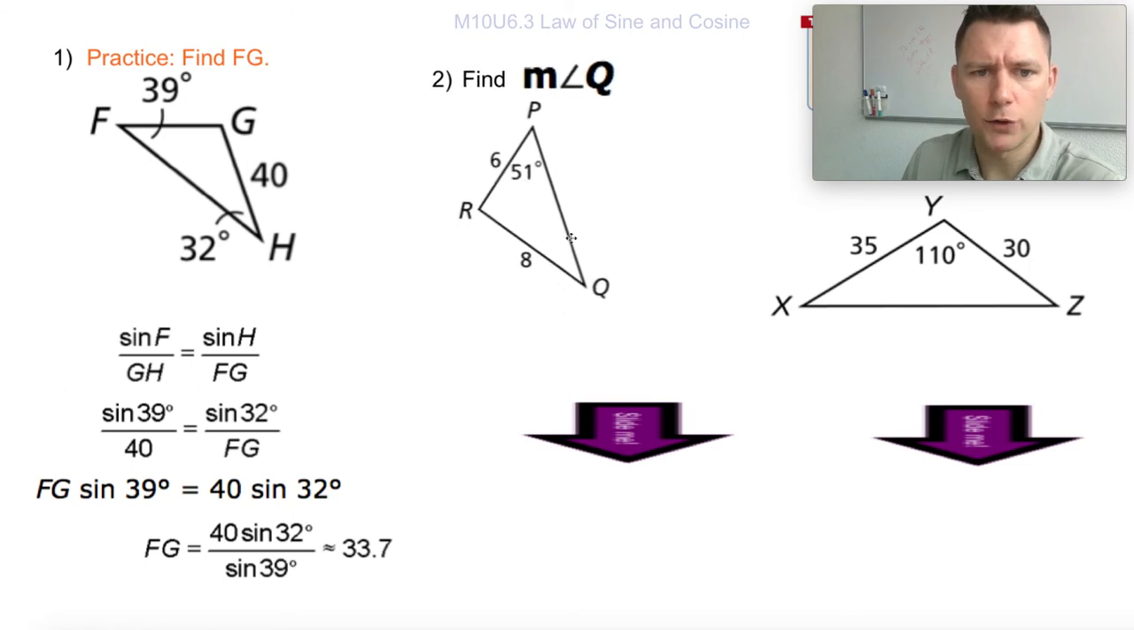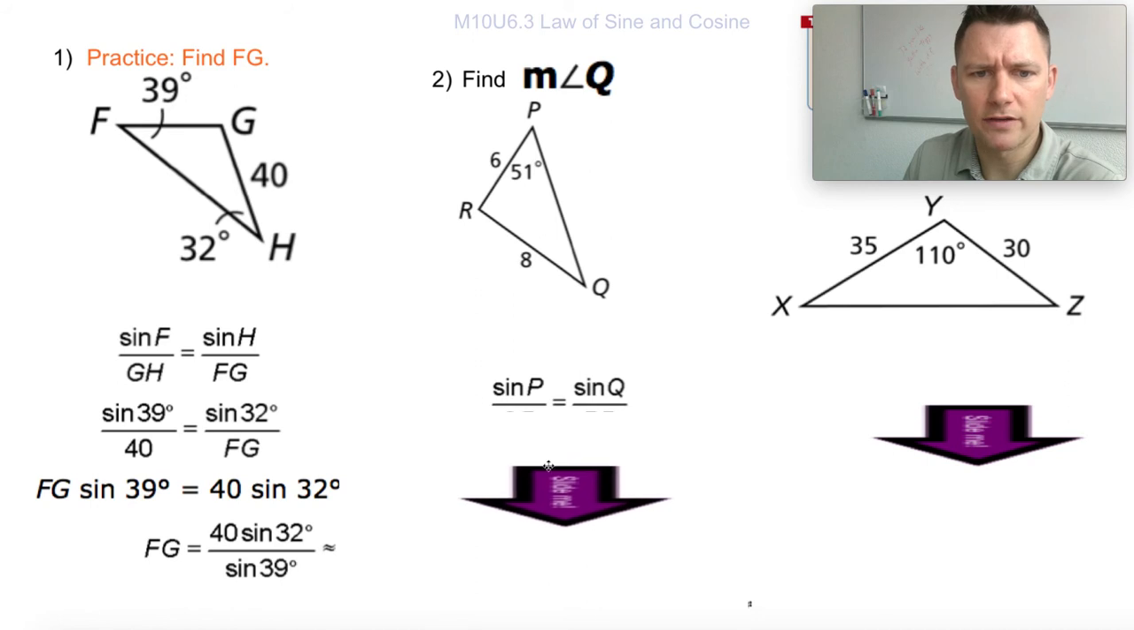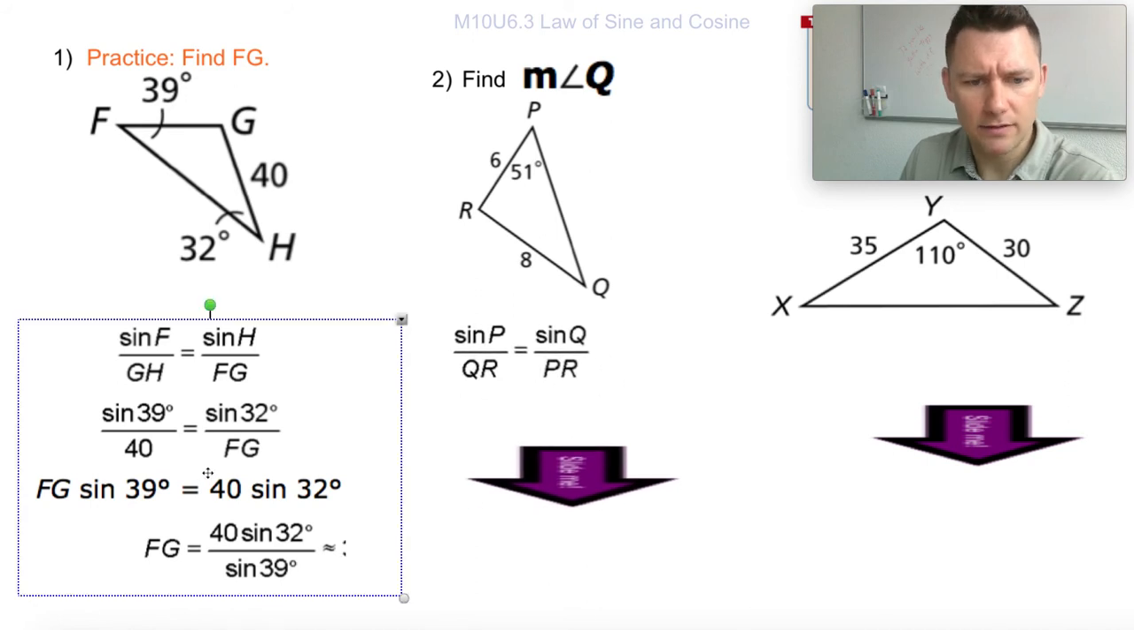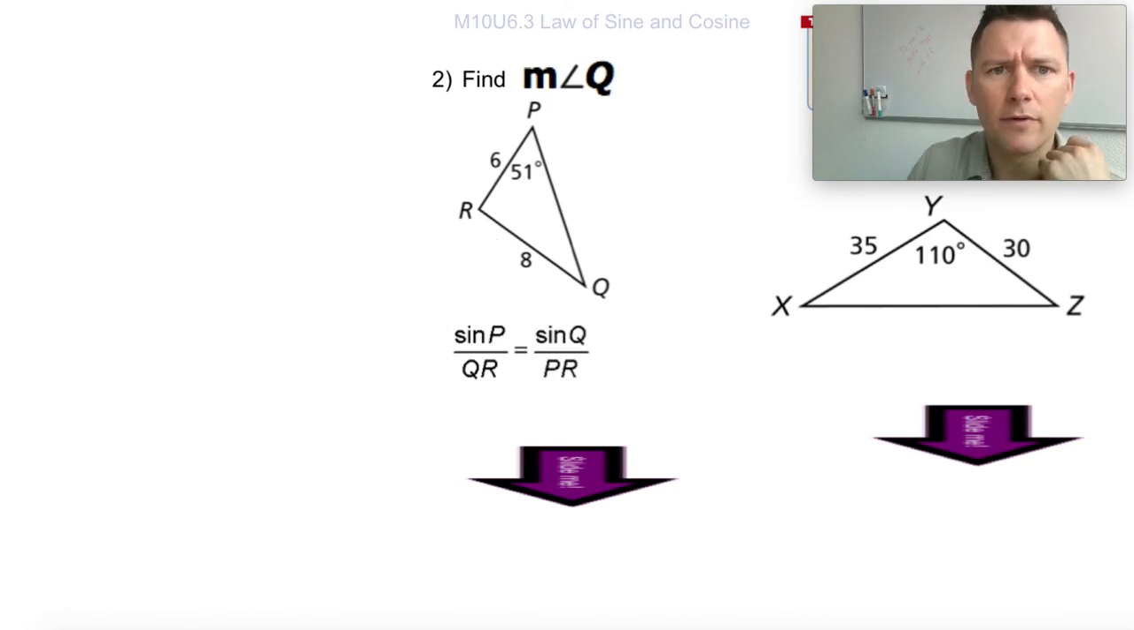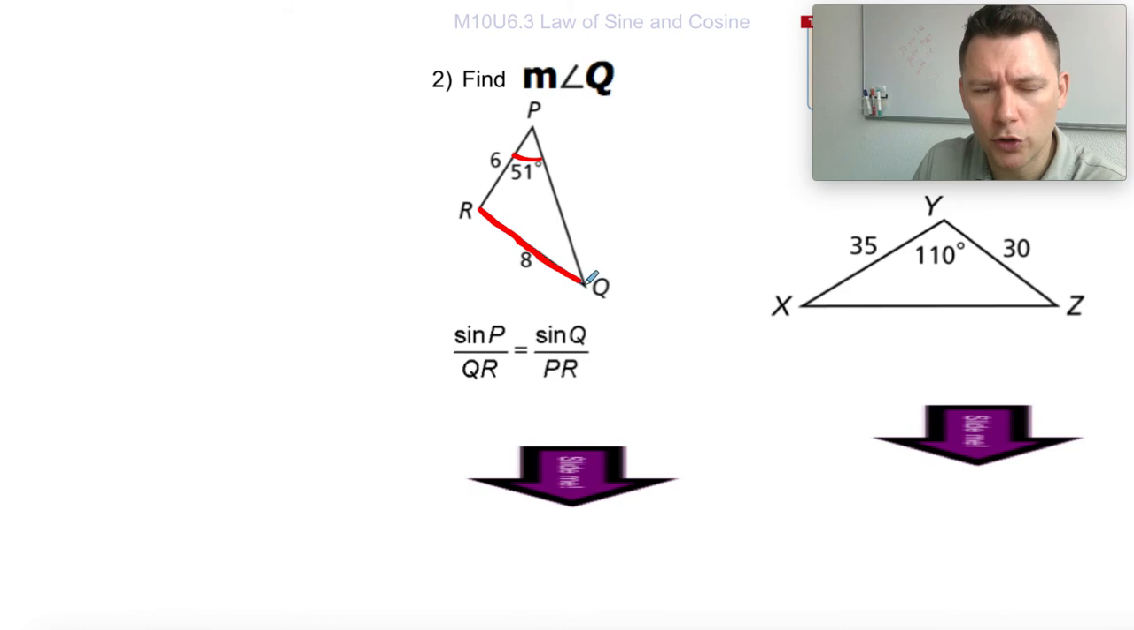All right, here's 2. We're going to do the same thing. Let's get rid of this one so it's not in the way. I know that the sine of any angle divided by its opposite side, so sine of P over its opposite side QR, should be the same ratio as the sine of any other angle divided by its opposite side. We've got the red part here, the green part here, and let's try to fill in the pieces that we do know.